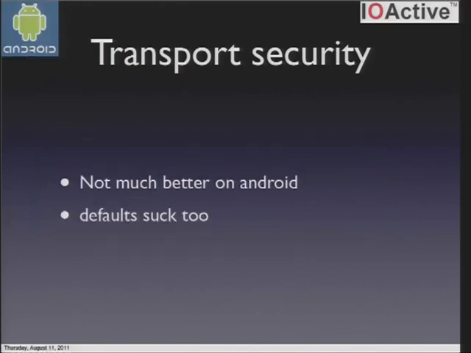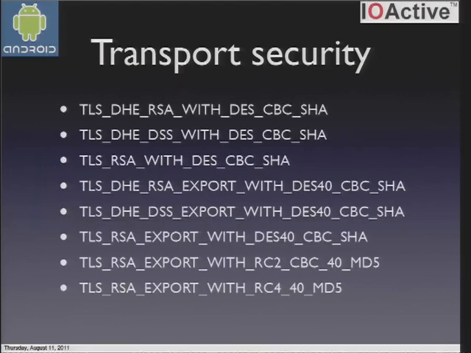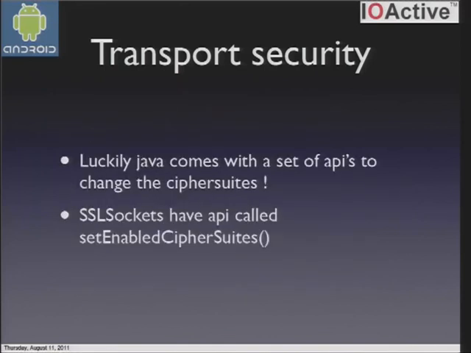On the Android side, things are almost as bad. These are the set of default ciphers, which are even worse. It's a longer list than the iOS one. It's basically all the DES crap and all the export stuff. It gets a little bit better in that Java actually comes with a set of APIs to change the cipher suites. The one that I just gave you was the default. You can't actually change this.